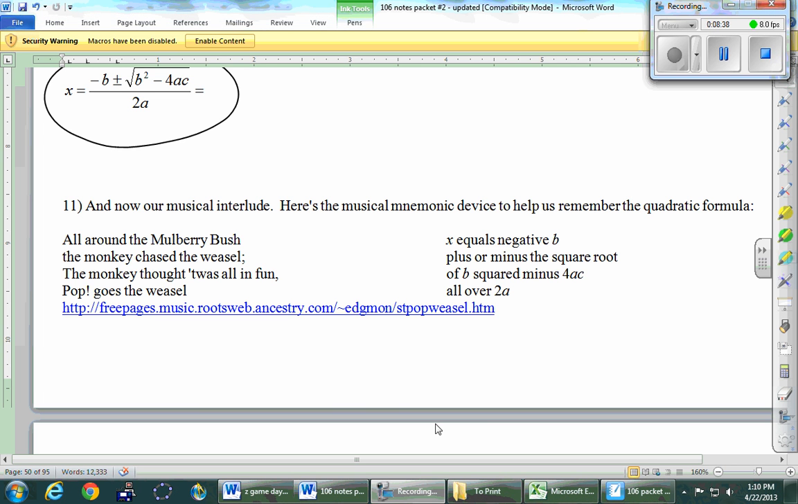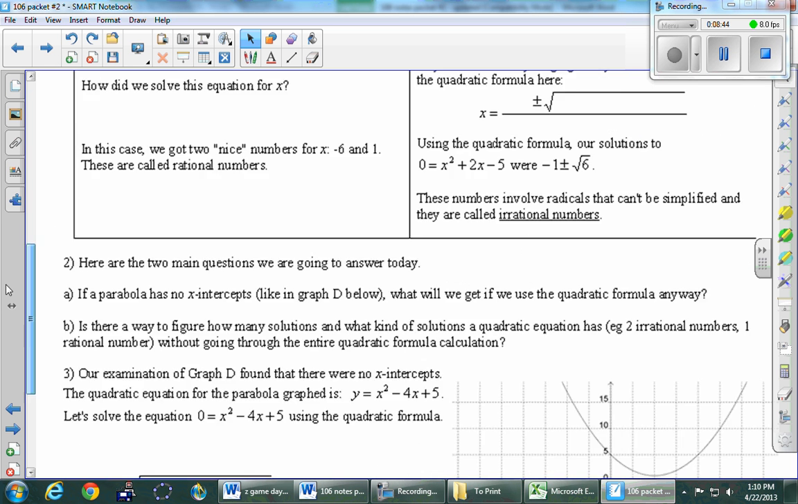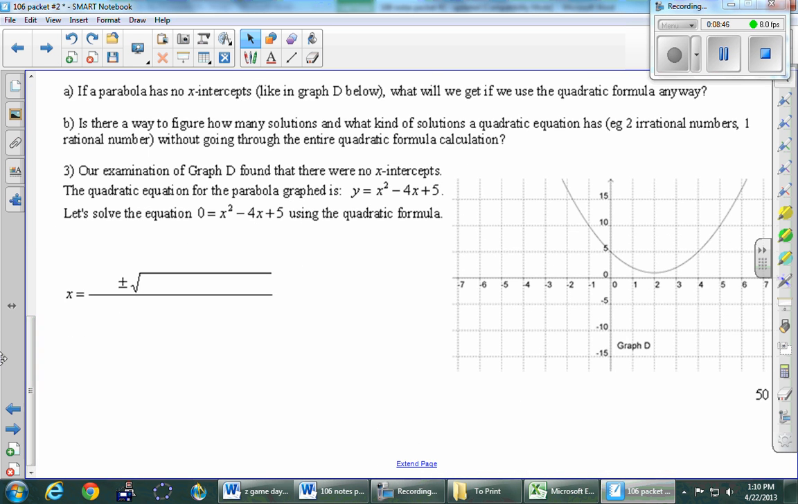Okay. So that is the quadratic formula sung to the tune of Pop Goes the Weasel. Just a way to remember it.